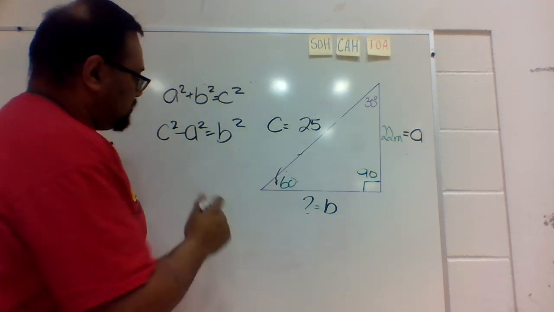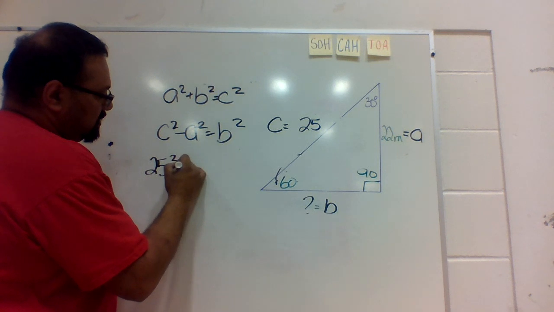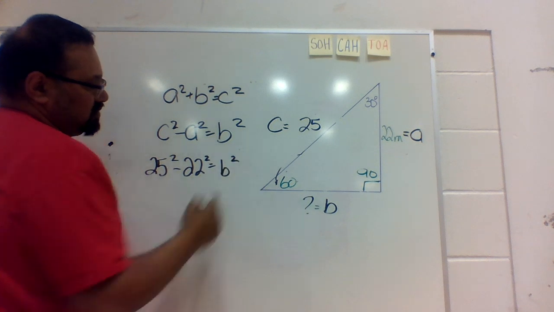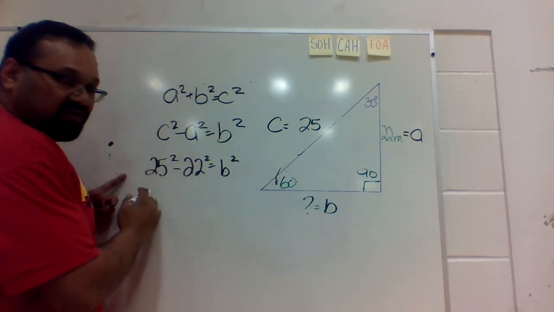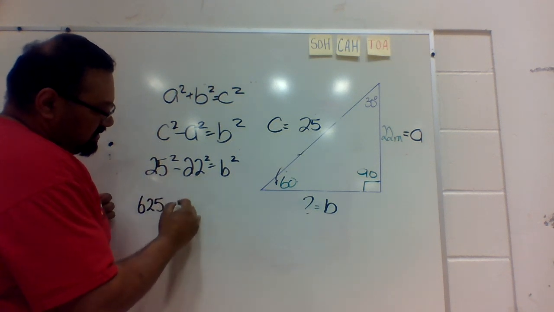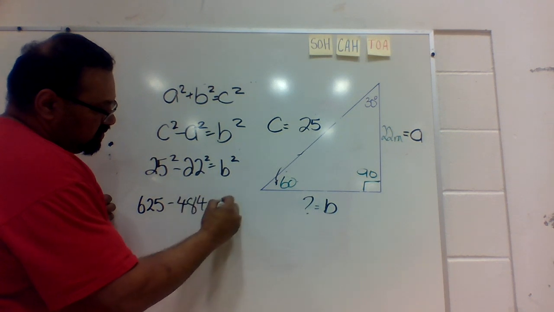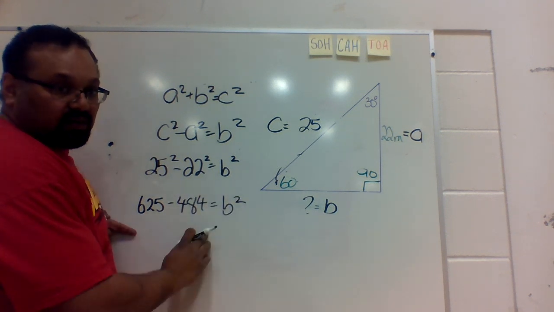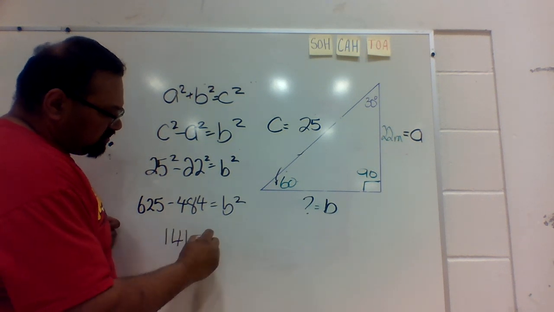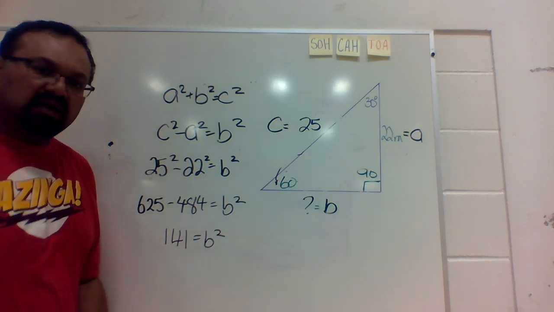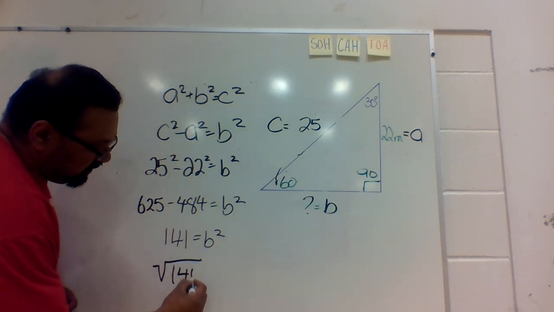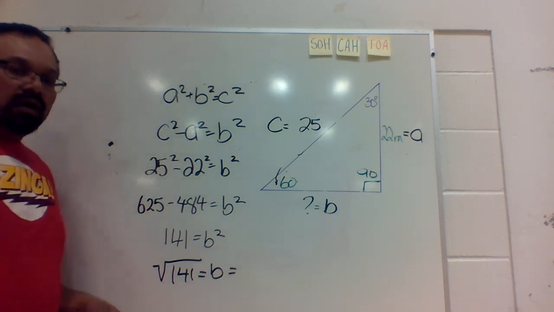All right, now that we've manipulated the formula, I can substitute. It's 25 squared minus 22 squared is going to equal the B squared. All right? 25 squared, when you punch it in the calculator, should get you 625 minus 484, which is going to equal B squared. That's calculator work. If I do this, I should get about 141 equals B squared. How do I get rid of B squared? I do the opposite. I do the square root. So the square root of 141 is going to give me my B.